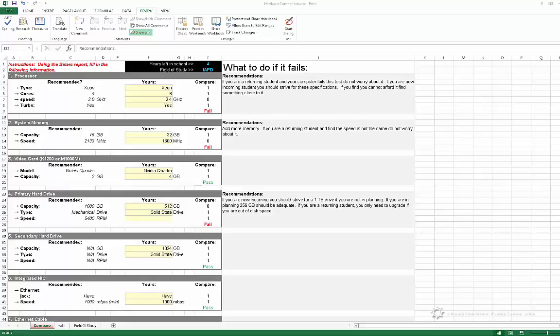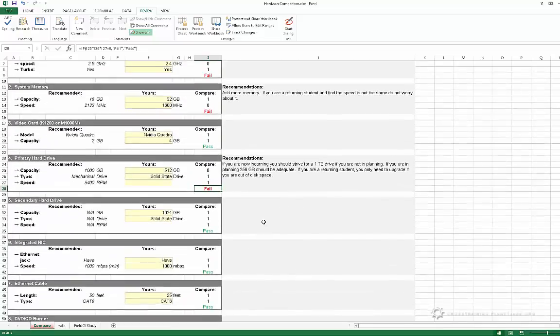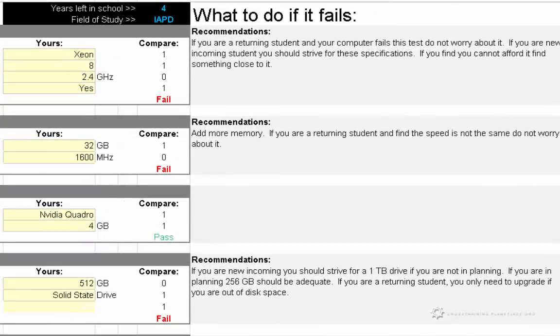Welcome to task 3.5, and this task focuses on what to do if your computer does not meet the hardware requirements. So basically, if you have any of these areas that say fail underneath them, this task is going to be for you, because you'll need to figure out what to do about all of these fails. There are three potential courses of action that you may take as a result of these fails.